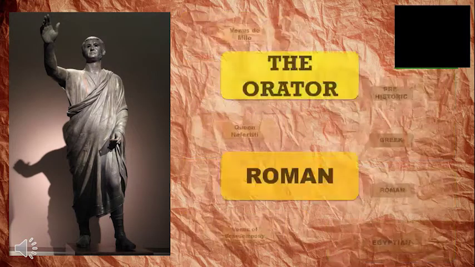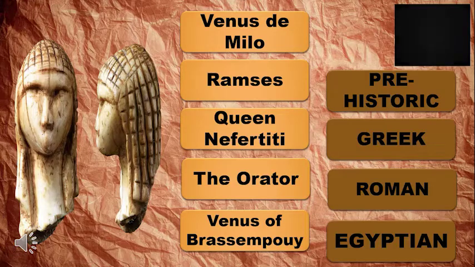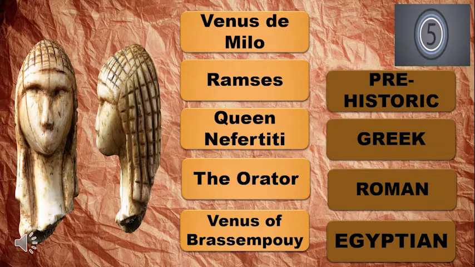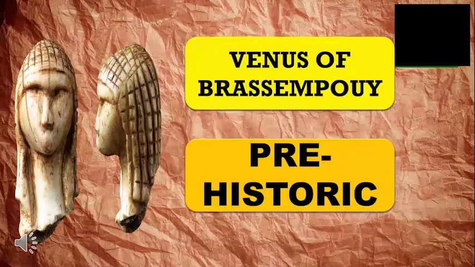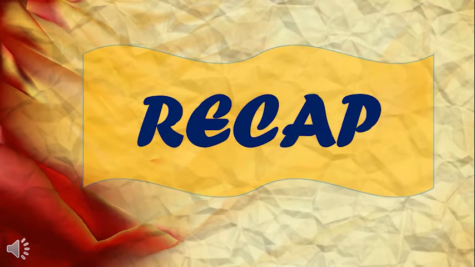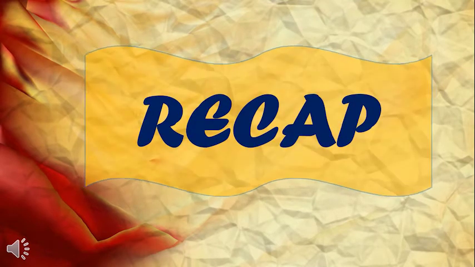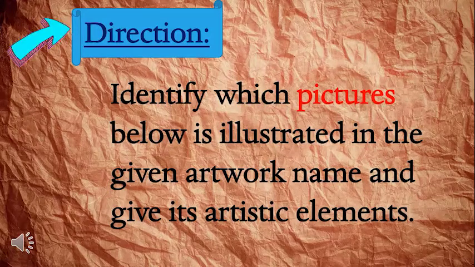If your answer is the Discobolus, Roman, correct. The correct answer is Venus of Brassempouy, prehistoric. In our previous lesson, we discussed the prehistoric, ancient Egypt, classical Greek, and Roman era paintings. You have identified which pictures below is illustrated in the given artwork, name, and give its artistic elements.